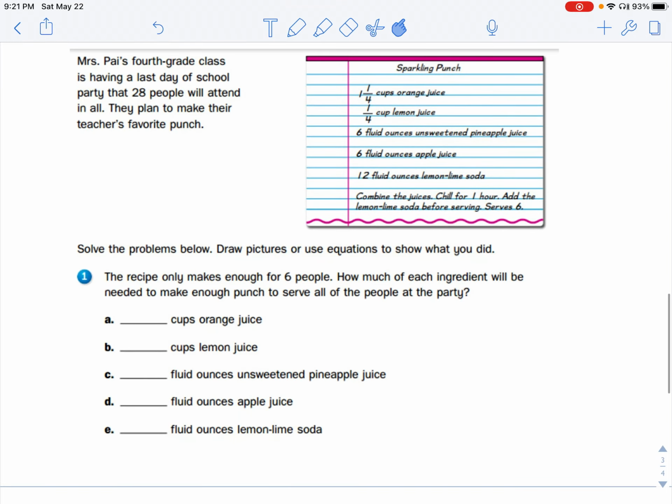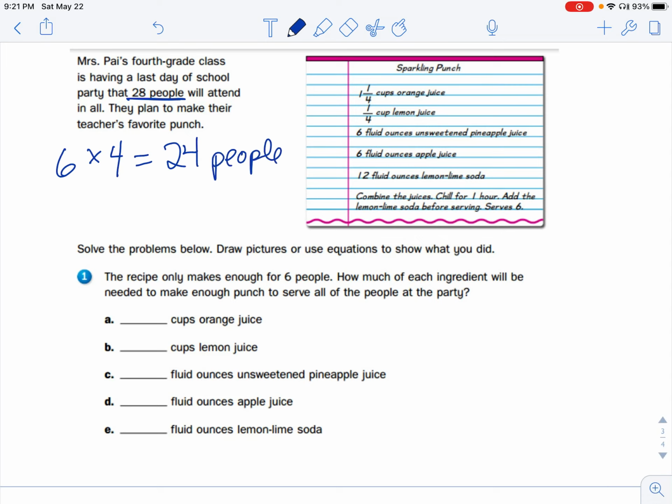And question 1 says, the recipe only makes enough for 6 people. How much of each ingredient will be needed to make enough punch to serve all the people at the party? So we have to look back here and notice that there are 28 people. So I'm going to think of, in the recipe, 1 serving serves 6 people. So I'm going to think of my multiples of 6 and try to get close to 28. Can you think of a multiple of 6 that would put us close? If I did 6 times 4, that would serve 24 people.